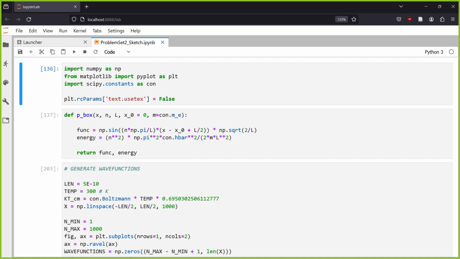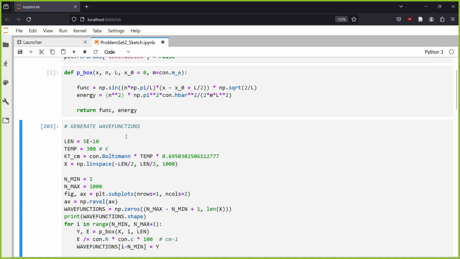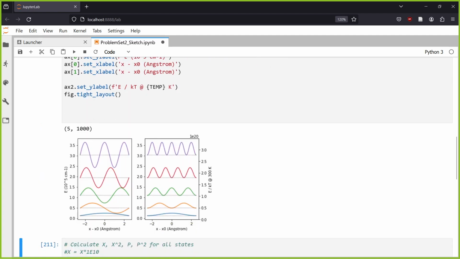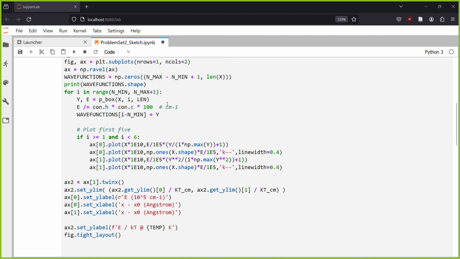So let's just take a look at what the wave functions look like. All right, so what do they look like? So let's go ahead and get this started. Let's look at the first 5. All right, so I'm going to let n equals 1 to 5. And let me make the figure a little bigger. Sorry.